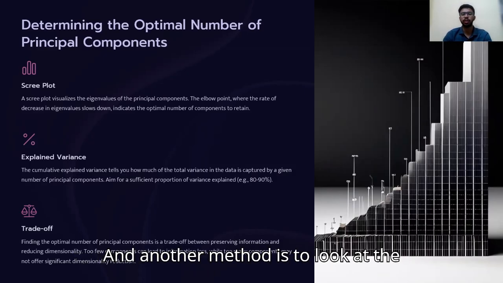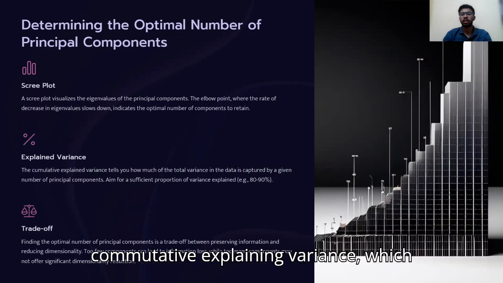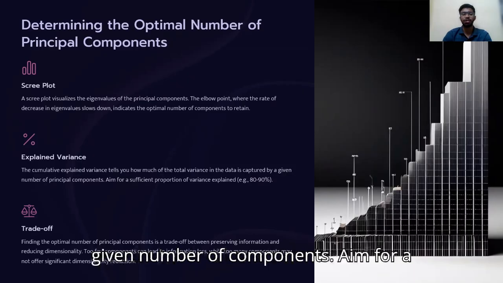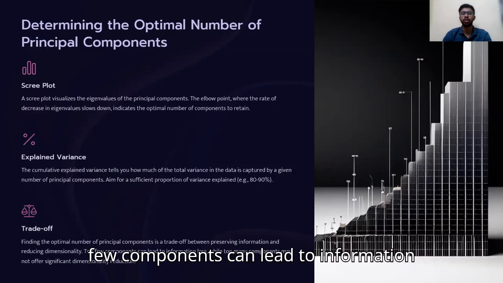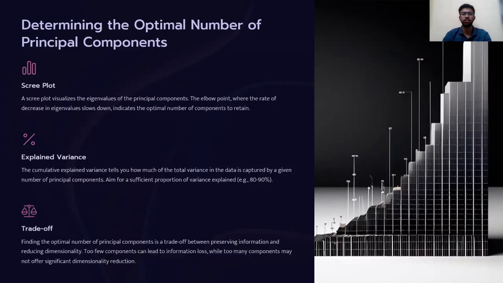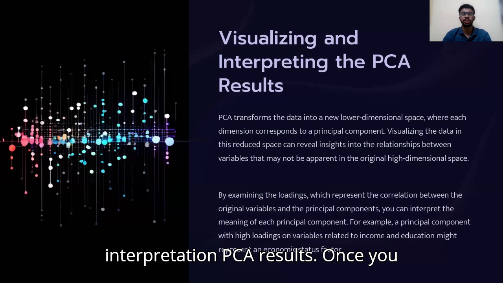Explained variance. Another method is to look at the cumulative explained variance, which tells how much of the total variance is captured by a given number of components. Aim for a high proportion, like 80 to 90%. There is always a trade-off. Too few components can lead to information loss, while too many might not offer significant dimensionality reduction.